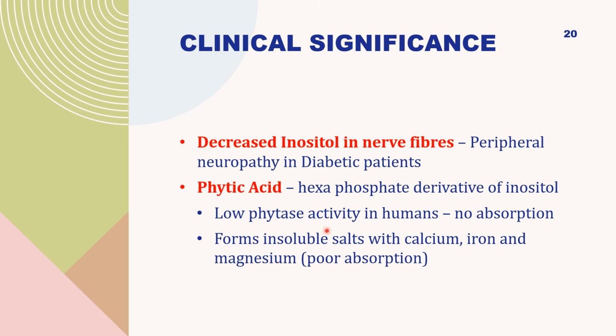So when we take a food with an increased amount of phytic acid, not only is it not absorbed in the human body, in addition to that, since it forms an insoluble salt with calcium, iron and magnesium, it also results in the poor absorption of these minerals. So the patient will have poor absorption of calcium, iron and magnesium due to the interference by this phytic acid, which is a hexaphosphate derivative of inositol.